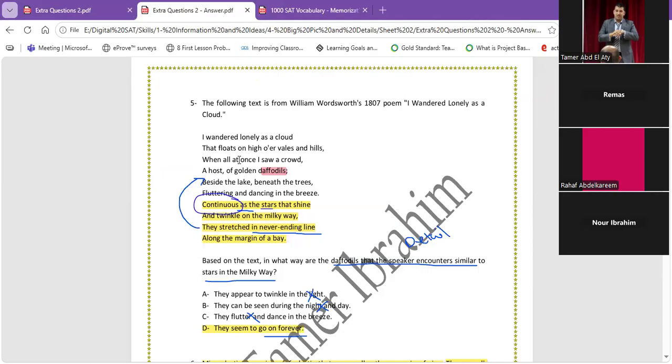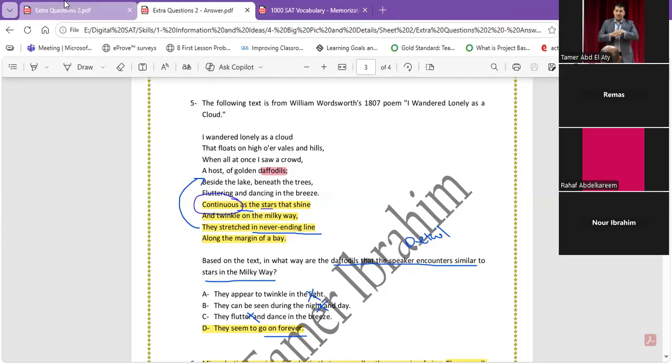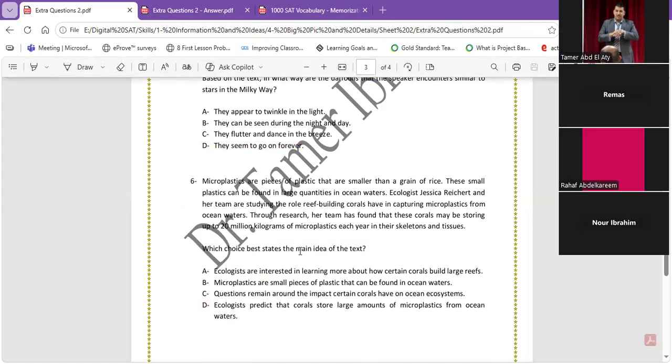Okay? I'm not talking about them that they flutter and dance. Flutter and dance, yes, it mentioned here. But I need to know how they are similar to the stars. Okay? Okay, thank you. You're welcome. Yeah, number 6, I'm sorry. Number 6 is the main idea. Waiting for your answer.